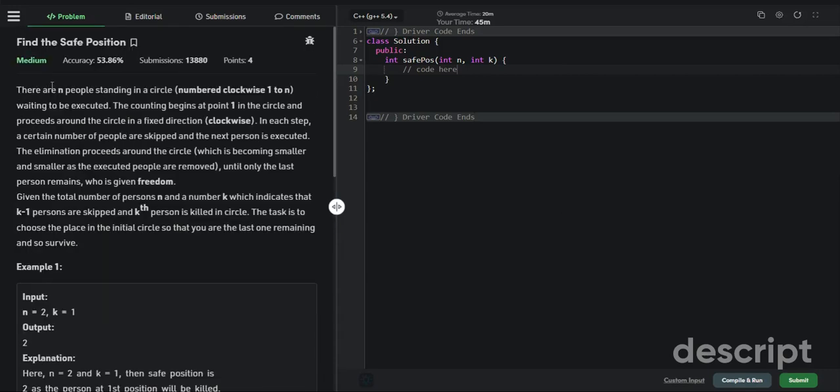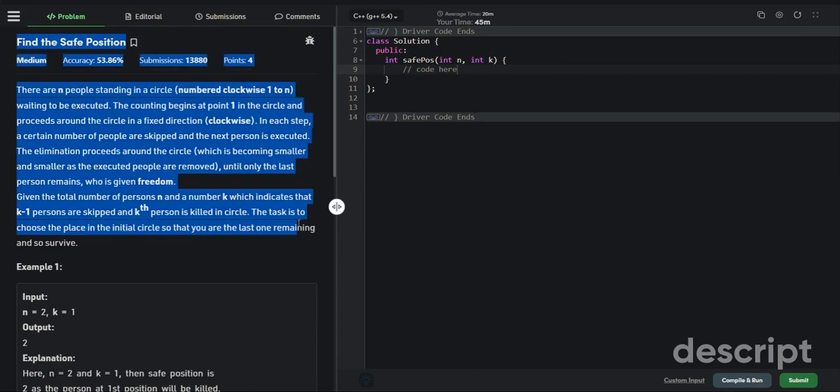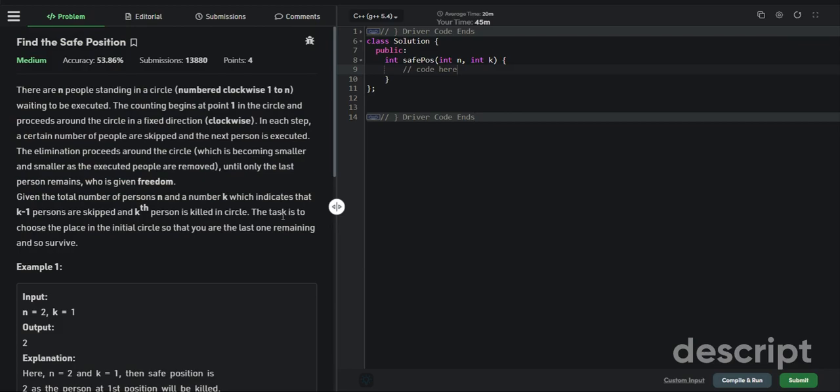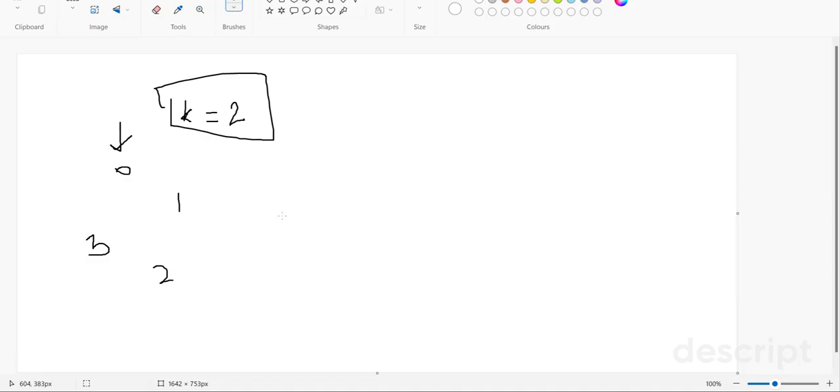So today's problem of the day, find a state position. It is a very famous problem. Basically what this problem says, suppose you're given a circle, this is your circle having, let's say, four elements.